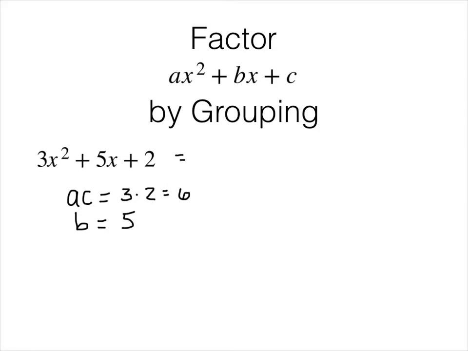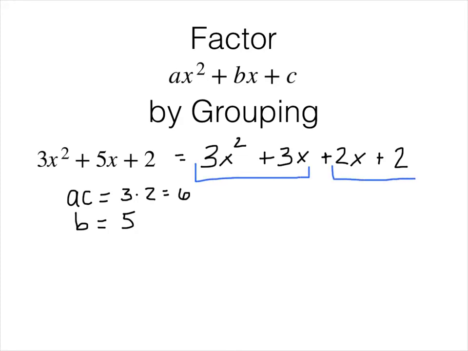So what you're going to do is keep the quadratic term. You're going to keep the constant term. The linear term gets broken apart, but it still has the same value. So now group together, first pair, second pair.